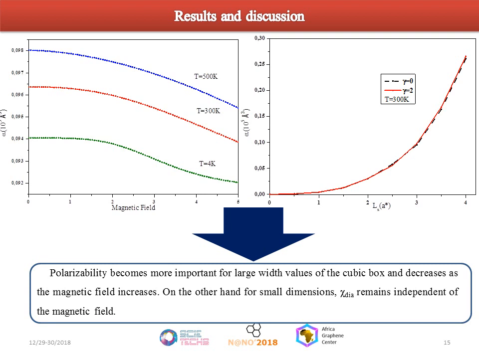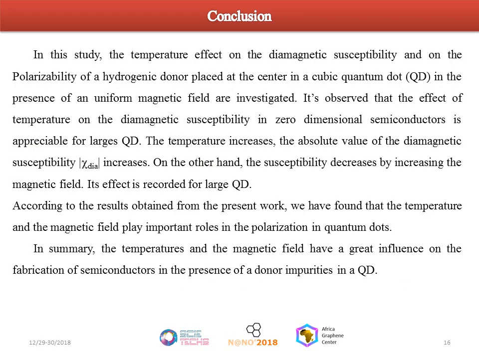So on the other hand, we show the variation of the polarizability as a function of the width of the box for the two cases, in the absence and in the presence of the magnetic field. So we have seen that the polarizability increases by increasing the width of the box. So we see in this presentation the effect of the temperature and the uniform magnetic field on the diamagnetic susceptibility and on the polarizability of a hydrogenic donor placed at the center of a quantum box made of GaAs surrounded by GaAs doped by aluminum.